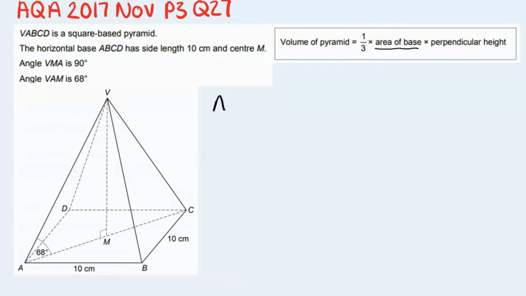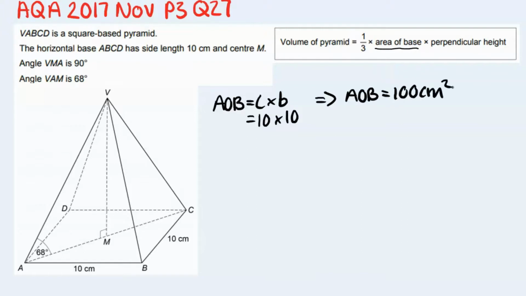So to find the area of the base, which is a square, is going to be length times breadth. We can figure that out because the lengths are actually given to us. So it's just 10 by 10. That gives us, so the area of the base is simply 100 centimeter squared. Alright, so that was the simple part of the question. We found the area of the base, so we can tick that off.